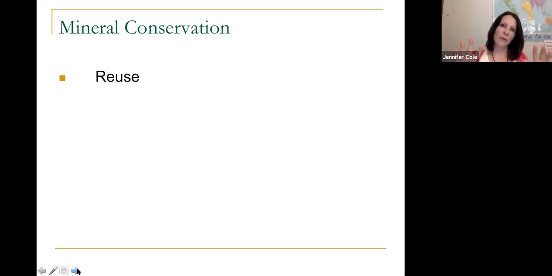Reuse. We'll talk about reuse. Really all of this, I'll just say it in passing. We'll talk about reuse when we talk about hazardous waste and solid waste. Reusing things to the extent we're able is great.